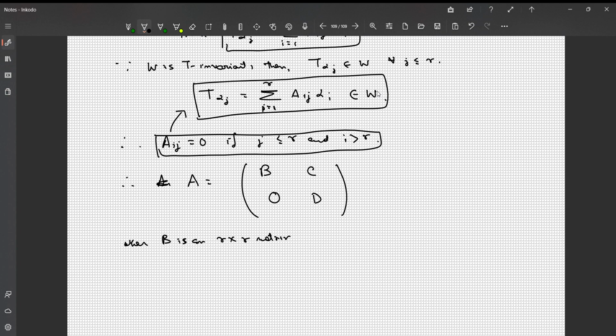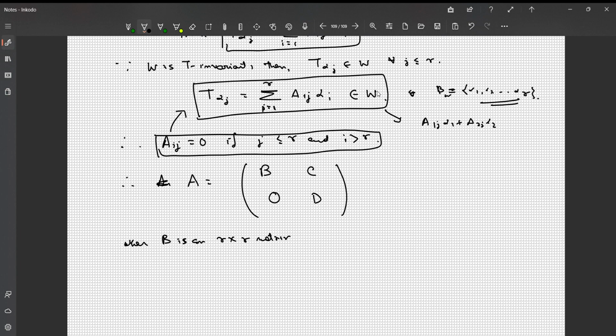Whenever i is greater than r, they all must be 0, because we are concerned about the elements j less than or equal to r. What are the basis elements of W? It's alpha 1, alpha 2 till alpha r. So if i is greater than r, a_ij must be 0, because the elements of W are spanned by only the first r vectors. So whenever i is greater than r, the scalars must be equal to 0.